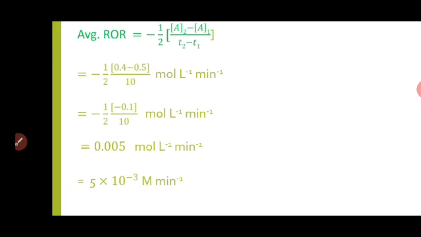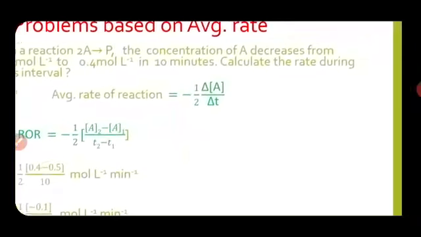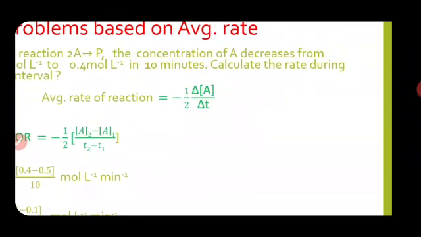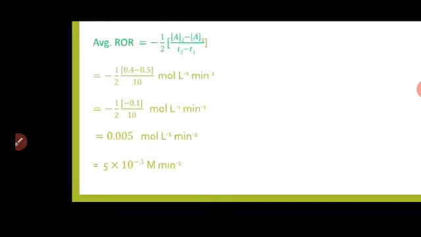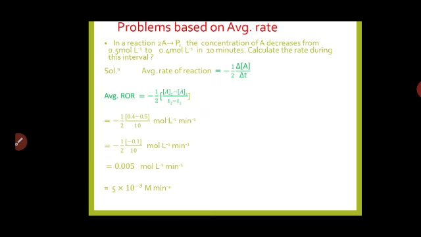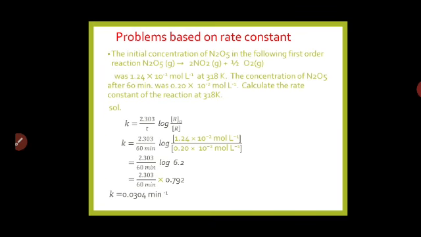Now, why per minute? Because the time is given in minutes. Therefore it will come as mole per liter per minute. Instead of mole per liter, we can write this as capital M. And if you want to convert this into scientific notation, it will come as 5 into 10 to the power minus 3 molar per minute. So, these are the sample problems based on average rate.